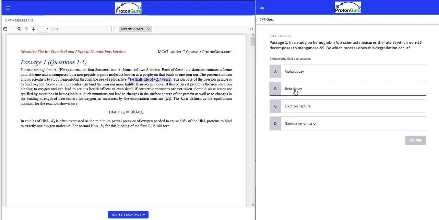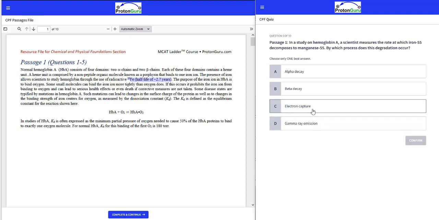Beta decay involves a neutron becoming a proton. That would cause the atomic number to go up by 1, but the process they're describing has the atomic number going down by 1. In gamma decay, the mass doesn't change, and the element doesn't change. It's an energy state that changes.